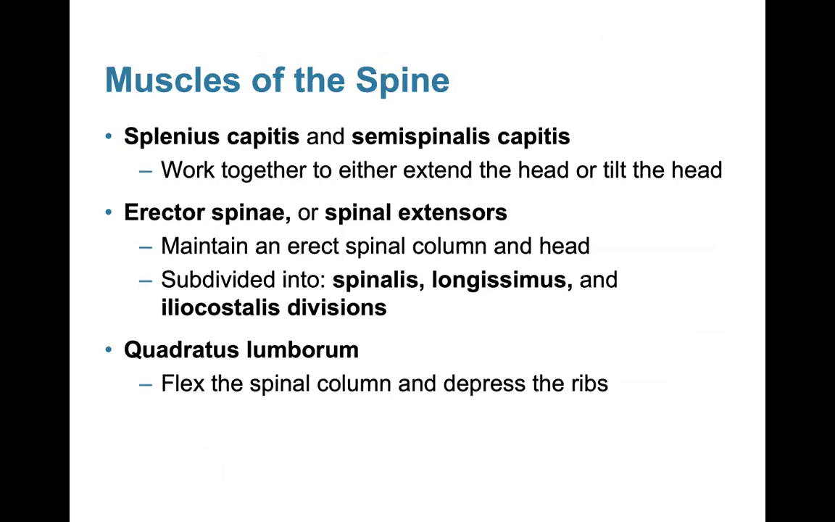Okay, so muscles of the spine: splenius capitis and semispinalis capitis. These work together to either extend the head or tilt the head. The erector spinae, or spinal extensors, maintain an erect spine, such as sitting straight up. They are subdivided into the spinalis, longissimus, and iliocostalis. And then finally, the quadratus lumborum. This will flex the spinal column, and it will also depress the ribs.